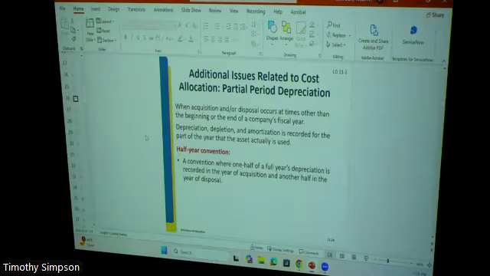But depletion and amortization are also similar. Depletion and amortization is more of a straight line issue. Depletion, we're going to talk about in a second, but nonetheless, the fractional year accounting, particularly the first year and last year, is necessary.